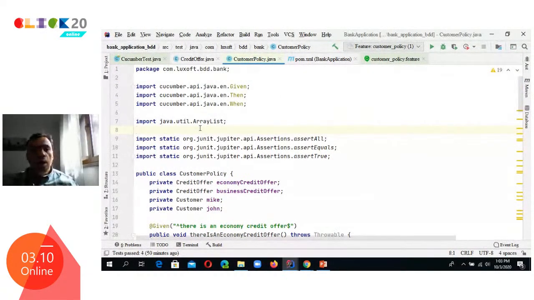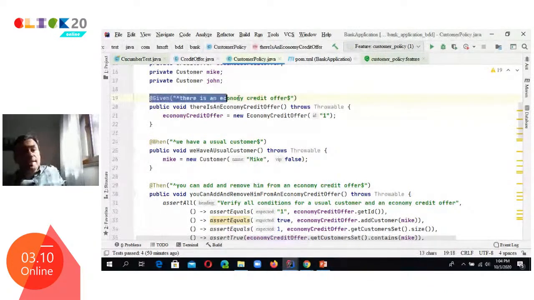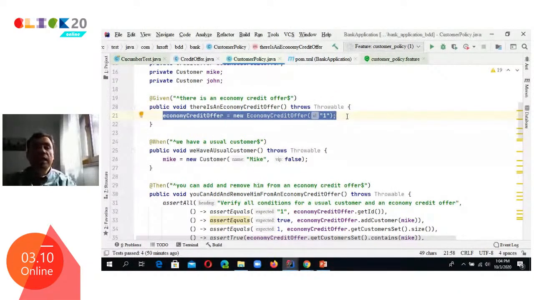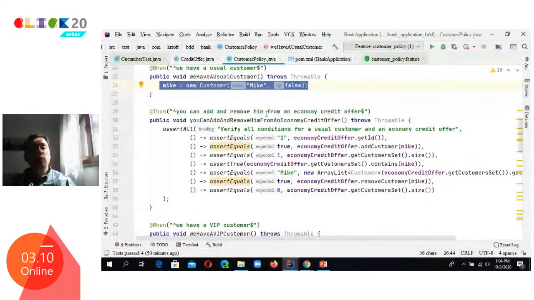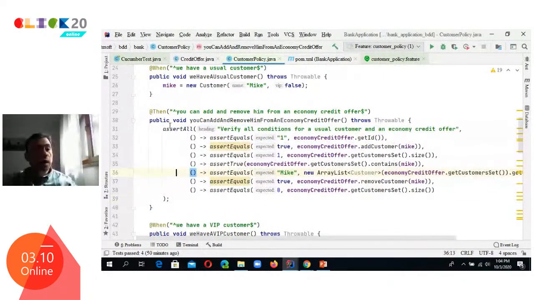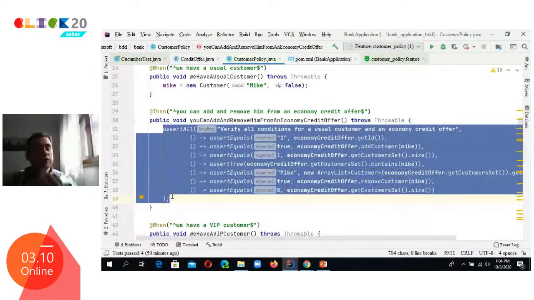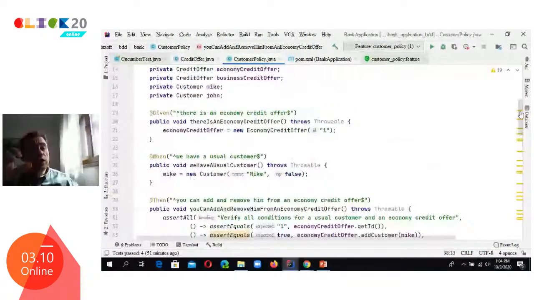And what are we doing here? Say, given there is an economic credit offer, so this is the method annotated with given there is an economic credit offer. And we write down here what having an economic credit offer means. We have a usual customer, and we say here what this means. And then you can add and remove him from an economic credit offer, and we say what this means, what it means that you have to check that you can add and remove him from an economic credit offer, and everything is concentrated here. And everything is labeled with a significant annotation and some text.